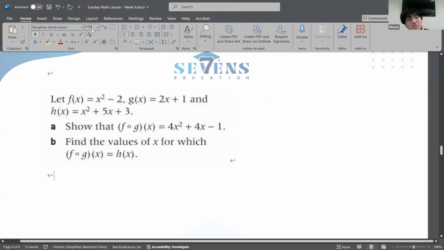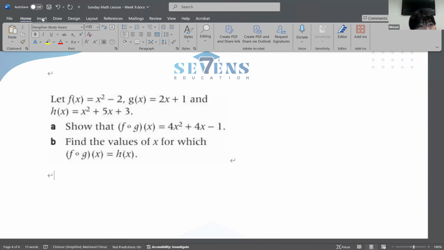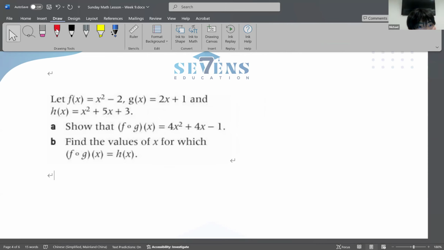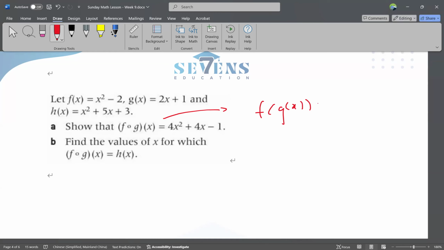All right, Adriana, so quick crash course on what we did last time, okay? So this is pretty much f bracket g bracket x. Do you know what this is? Is that just x, or you sub in like 2x plus 1 into x squared minus 2? Yes. So you can either do this, or you can do what you did.